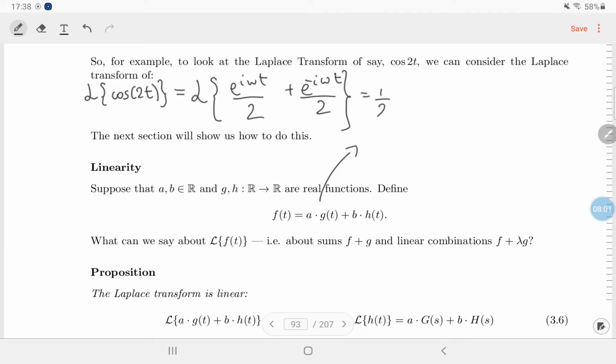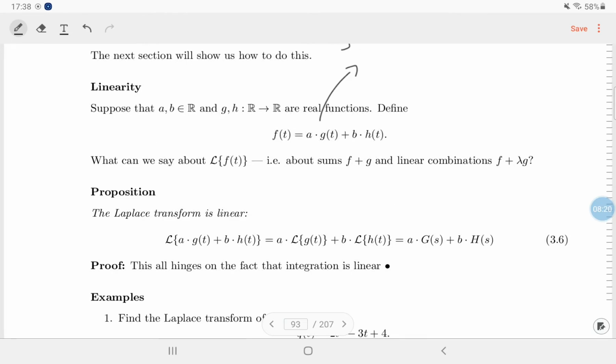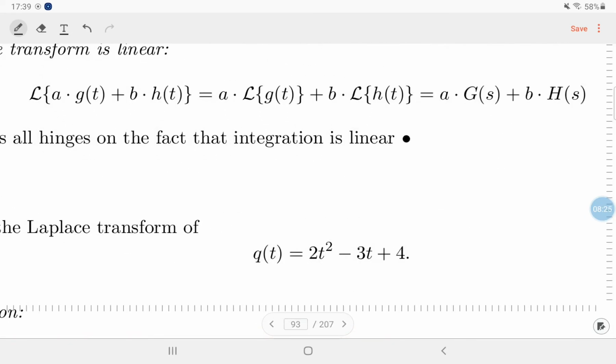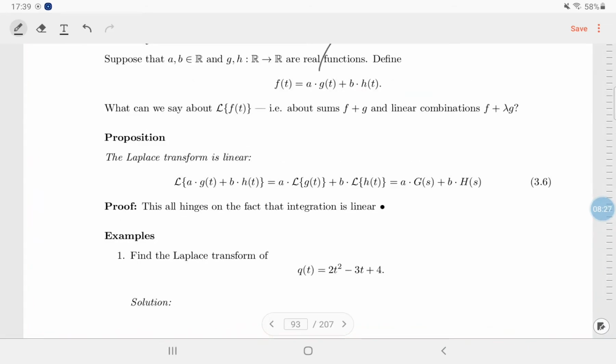So it's going to be a half Laplace transform of e to the i omega t plus a half Laplace transform of e to the minus i omega t. So you can do term by term fixing constants. So it's linear. Now what also is linear is differentiation and integration. It just means that if you've got a sum like this and you want to find the Laplace transform, you can do term by term fixing constants.